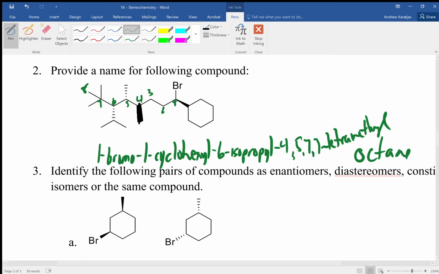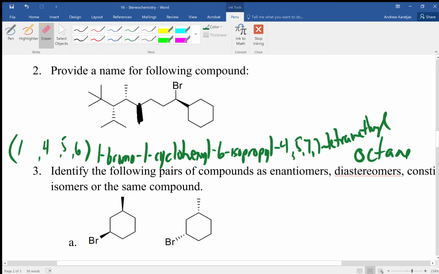So we're not quite done though. We still need to do the stereochemistry. And we have chiral centers at 1, 4, 5, and 6. So we need to go through and determine R and S at each one of those chiral centers. At carbon 1, the bromine is highest priority, followed by the cyclohexane ring and the carbon. So we have 1 R. At 4, the carbon over here is highest priority, second and third to the methyl. That's also R.